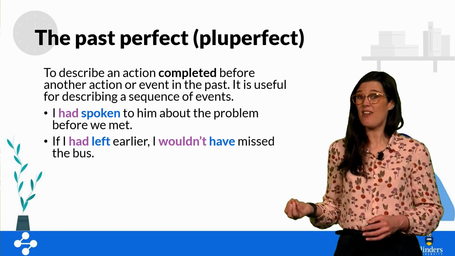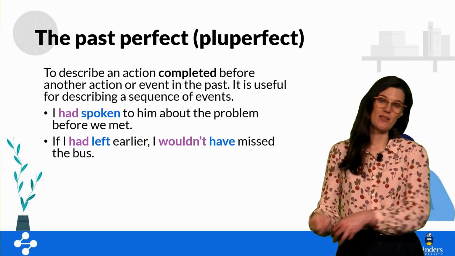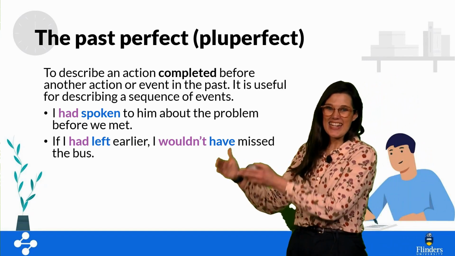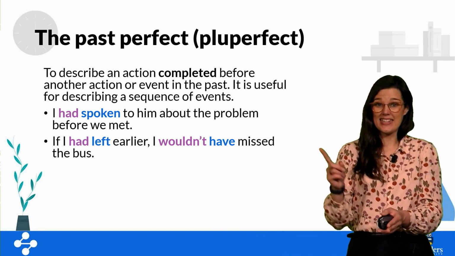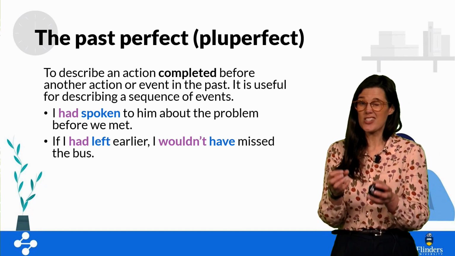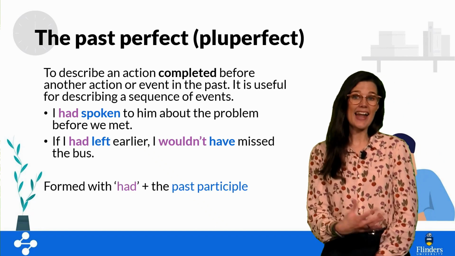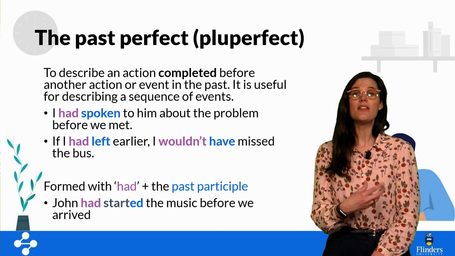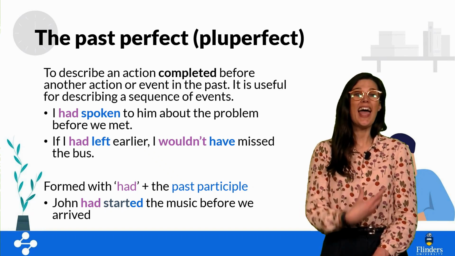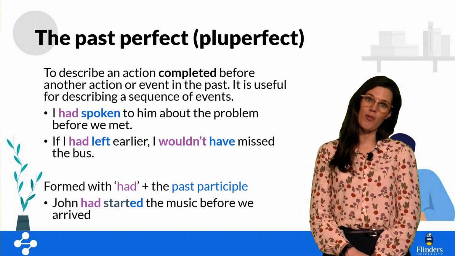Or if I had left earlier, I wouldn't have missed the bus. So one action is complete, having taken place in this case before another action which is also complete. And it is formed with the word had plus the past participle. So John had started the music before we arrived.